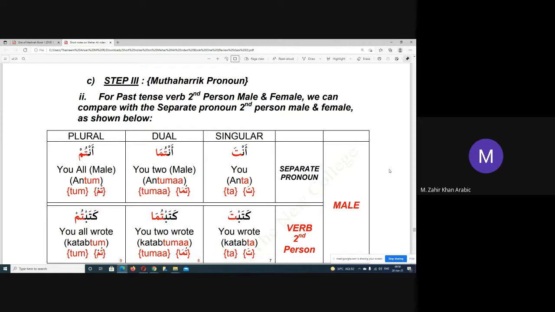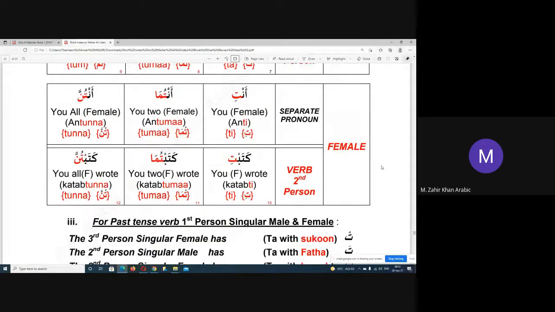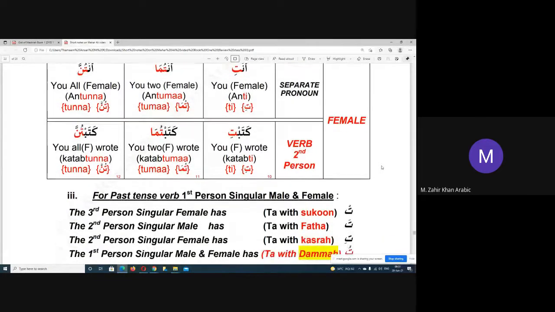So we are removing the alif noon from everything. Anta, we are removing alif noon; antuma, we are removing alif noon; and antum, we are removing alif noon. You can see kataba. So it is katapta, kataptuma, kataptum. So you are adding ta, tuma, tum. Katapta means you wrote, kataptuma means you two wrote, and kataptum means you all wrote, for masculine gender, second person.